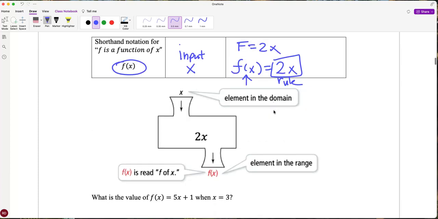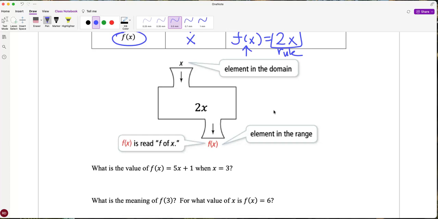So if you look at this, x is an element in your domain. That means it's your input. If you double it, that's what I'm doing. I'm doubling x. I get an output. My output is my range. And then the notation we use for this is just f of x. Okay, so f of x is equal to 2x.